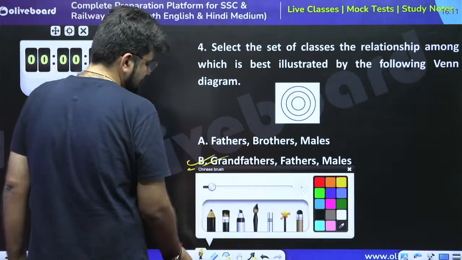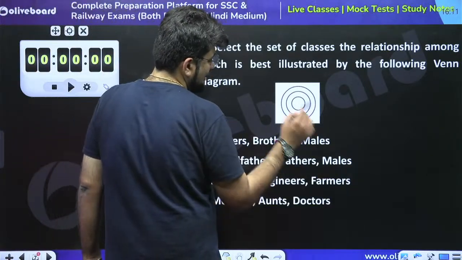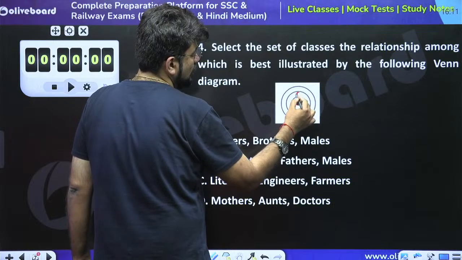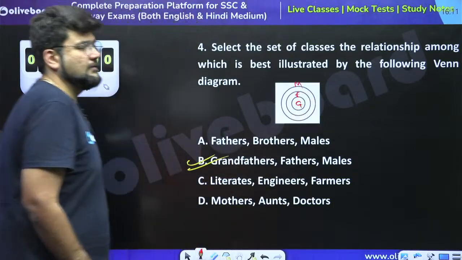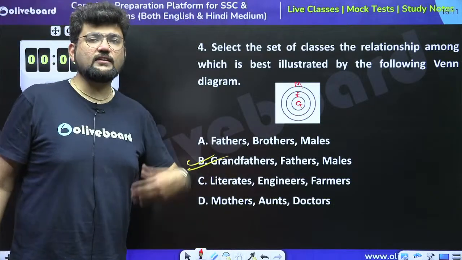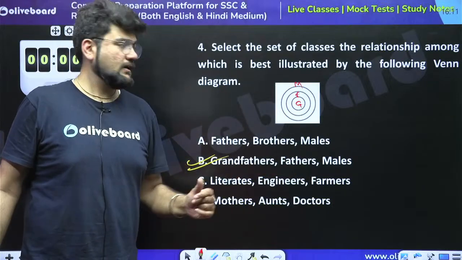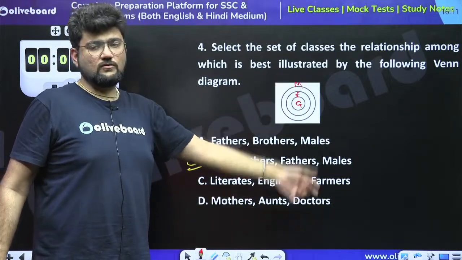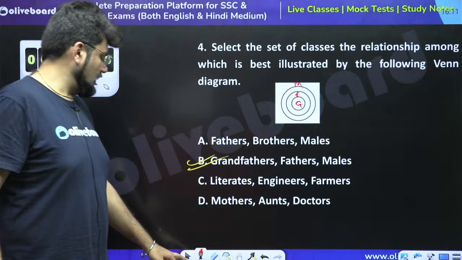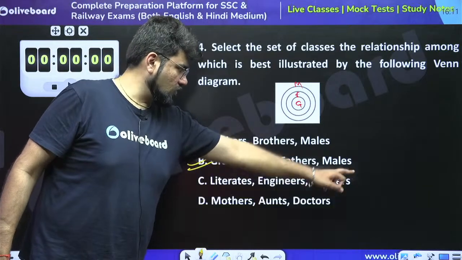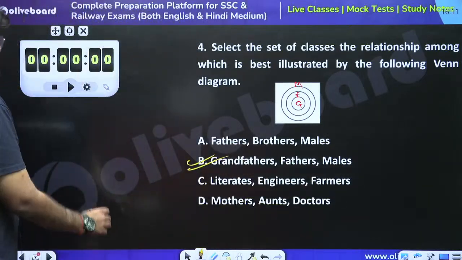Can anybody tell me? So basically, all grandfathers are fathers and all fathers are males. That's how it is. See, if somebody is a grandfather to somebody, he is definitely a father to somebody, and they are all males. So this is the only most correct answer here. The others will not form this Venn diagram. So option B becomes my correct answer.